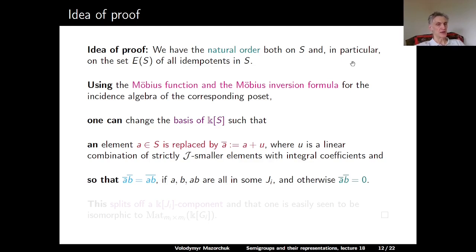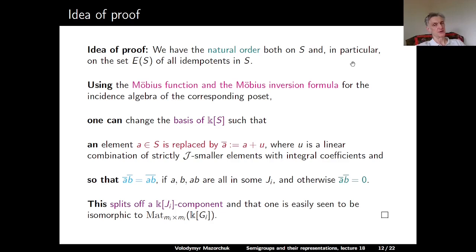If we multiply a overlined with b overlined, we get ab overlined if and only if a, b, and ab all belong to the same J class. Otherwise, we get 0. And using this base change, we split the K[G_i] component in our semigroup algebra as a direct summand. And then it's very easy to see, because of how J classes of inverse semigroups look like, that that component is exactly isomorphic to the matrix algebra of size m_i times m_i over the group algebra of the maximal subgroup of that J class.